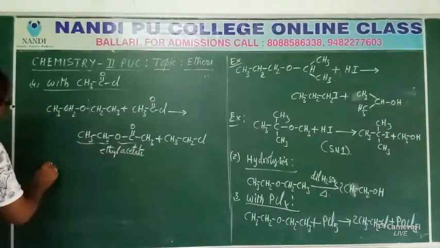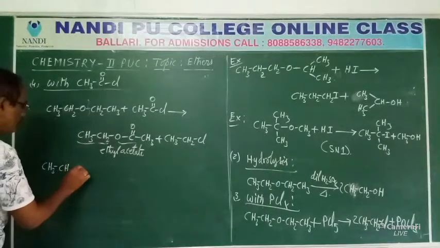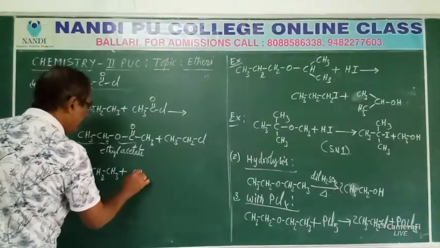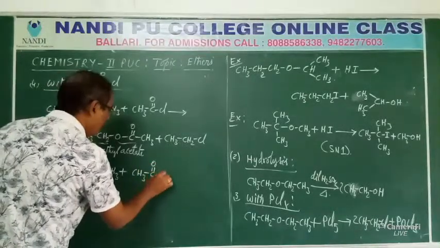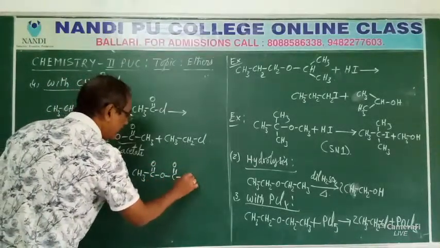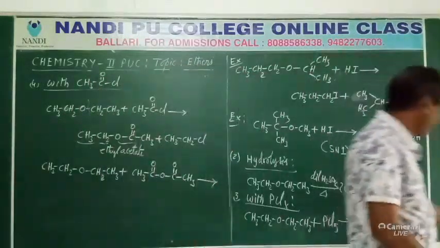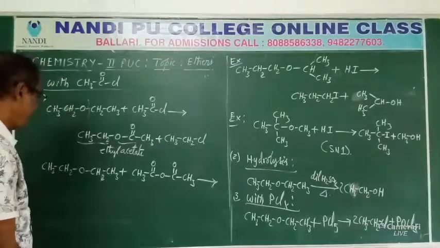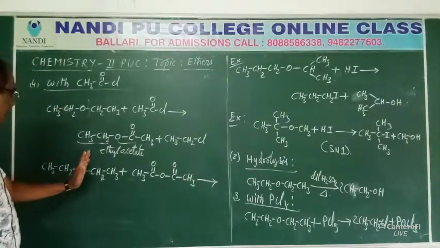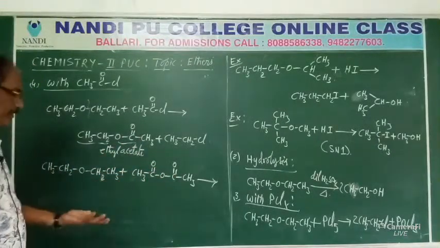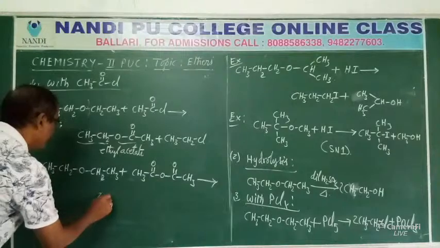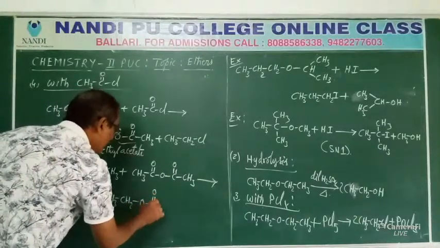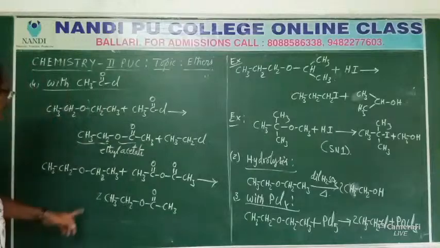If I take acidic anhydride, that is CH3CH2OCH2CH3 plus acetic anhydride CH3COOCOCH3. Acetylation can be done in 2 cases, with acetic anhydride and acyl chloride. Same thing: when you cleave this bond, you will get an ester, and the other part is also an ester. So you will get 2 molecules of ester only, that is 2 CH3CH2OCOCH3.